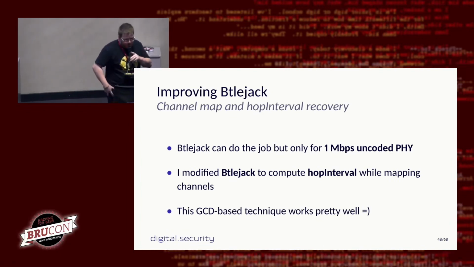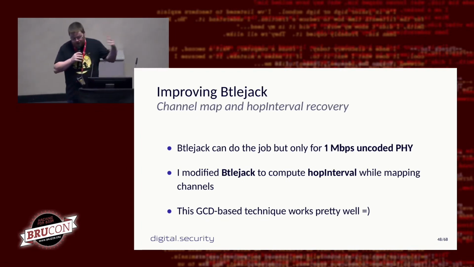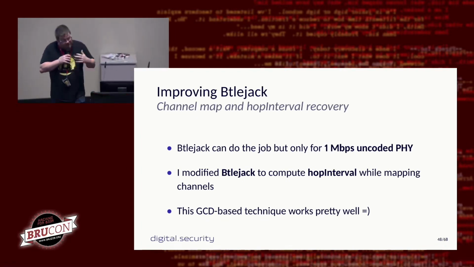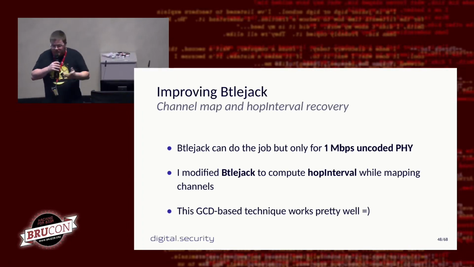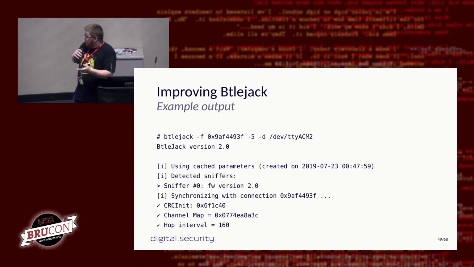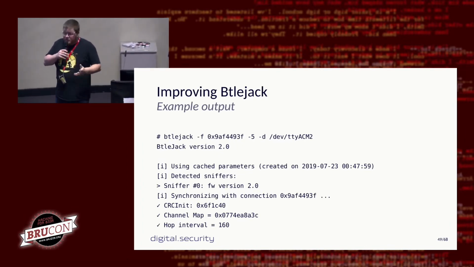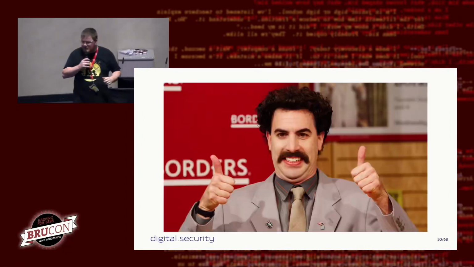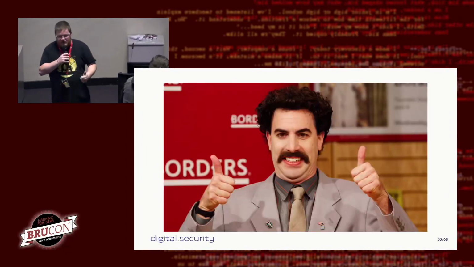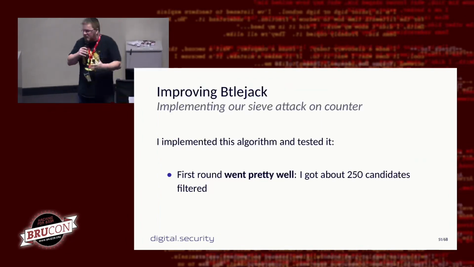I modified BTLEJack to compute the hop interval value while mapping channels, and also this GCD-based technique to recover this value. I started my attack, and as you can see at the bottom of the screen, I got the hop interval value. So this GCD computation works pretty well. That's great, first step done. We got the hop interval value. Next step, we are going to implement our sieve attack.